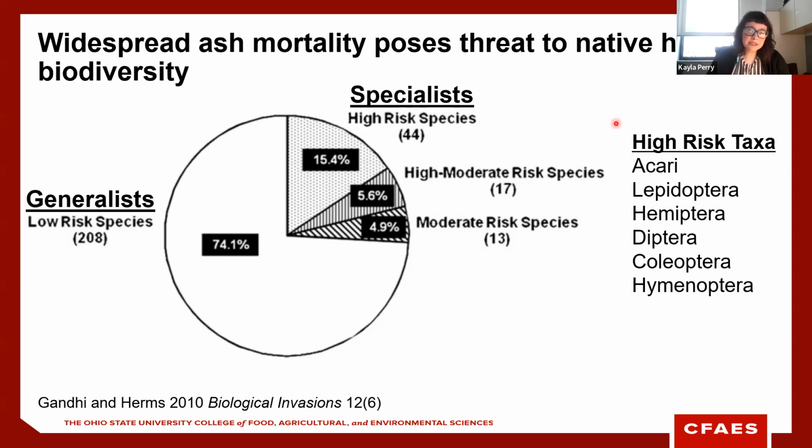And if we look at the species of high risk specialists, they're quite diverse. This includes species of mites, which is Acari, butterflies and moths, Lepidoptera, true bugs, Hemiptera, flies, Diptera, Coleoptera, which are beetles, and of course my favorite group, ants, bees, and wasps, Hymenoptera. And if we think about what might happen if we lose these high-risk specialist species as ash trees die, this could have potentially cascading indirect effects on other trophic levels, right? Predators and parasitoids that may feed on or use these specialist species during their life cycle.